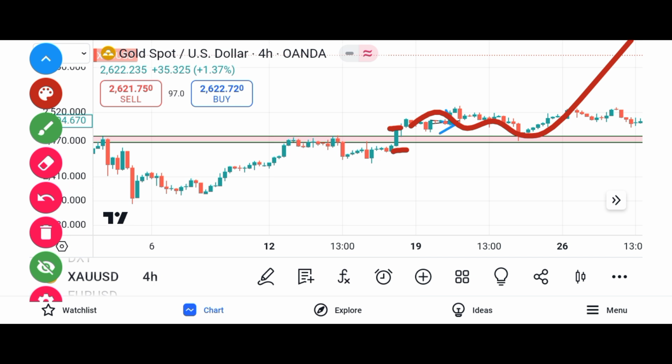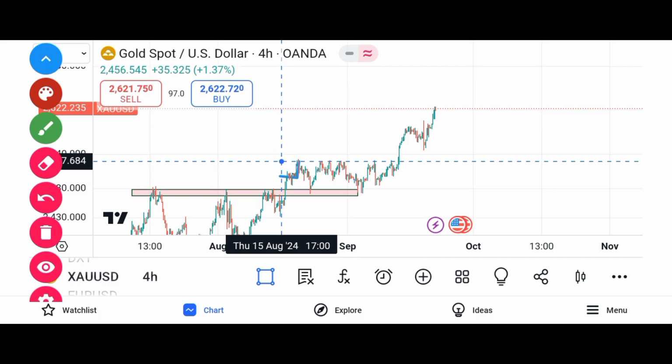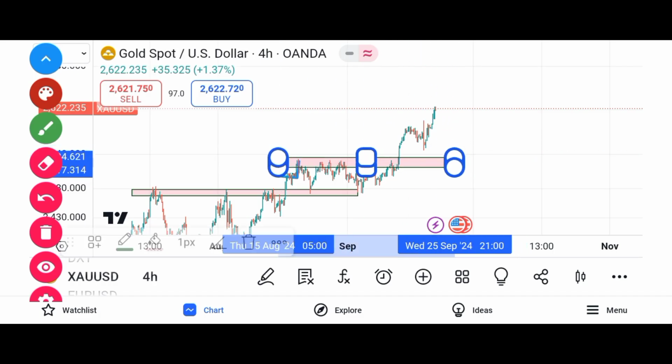And this was because gold was already in an uptrend before this range. That's what I told you. Okay, gold was already in an uptrend before the range. There's a resistance here. Okay, adjust it well.